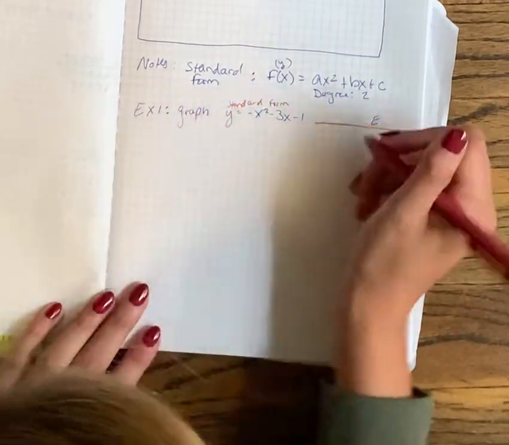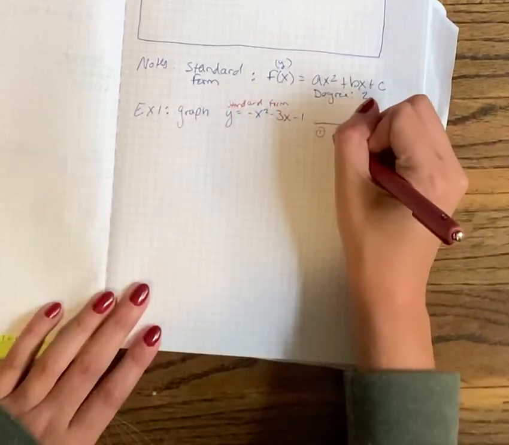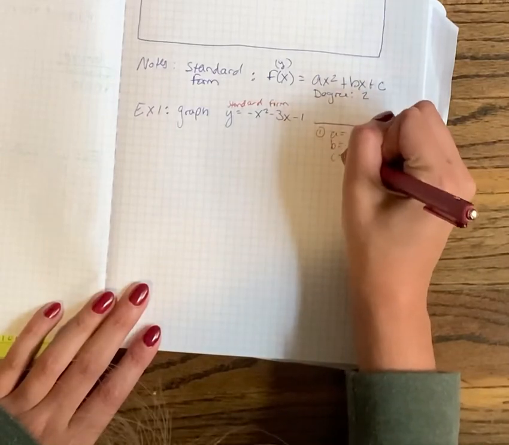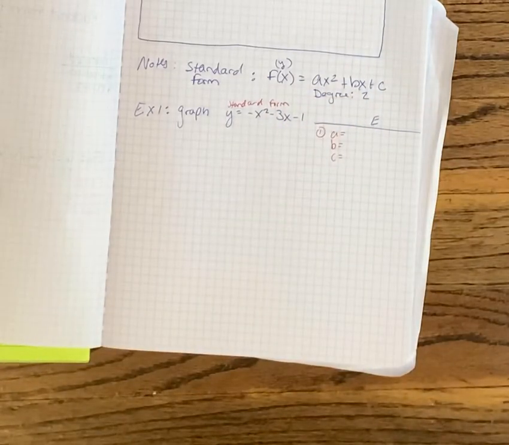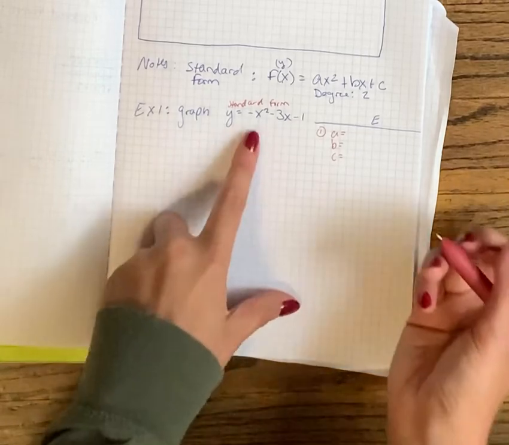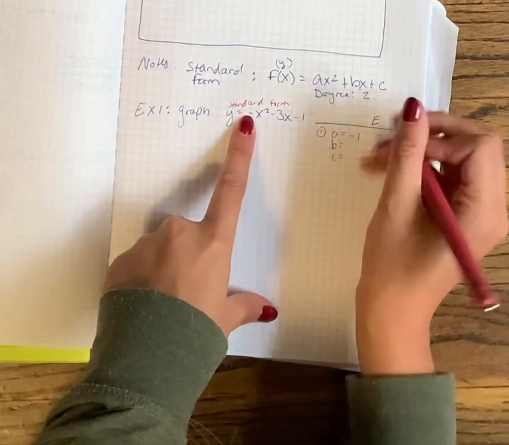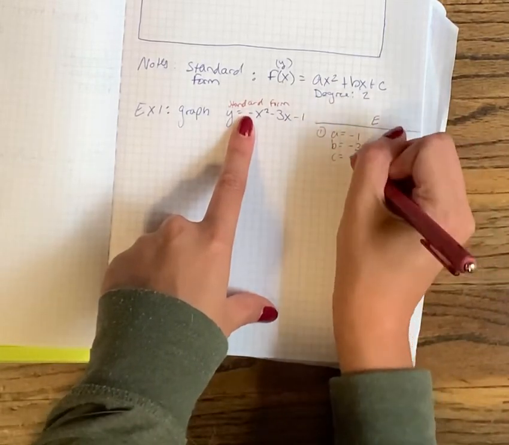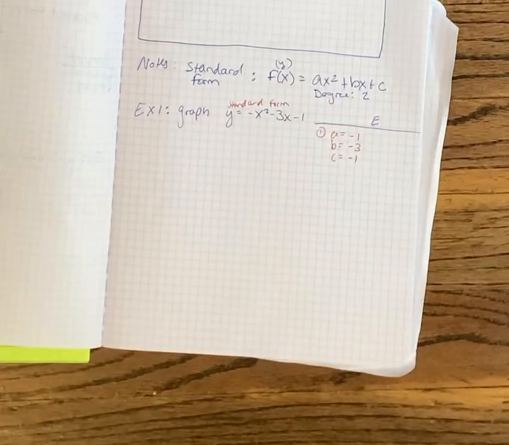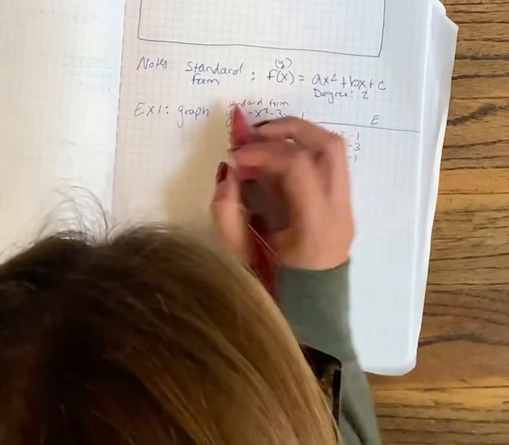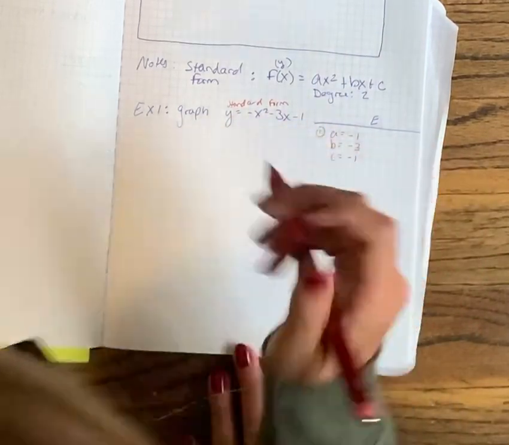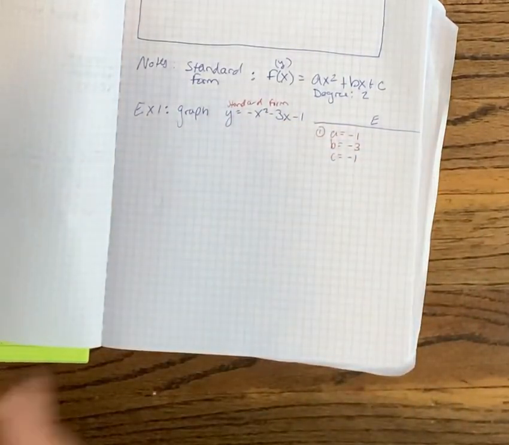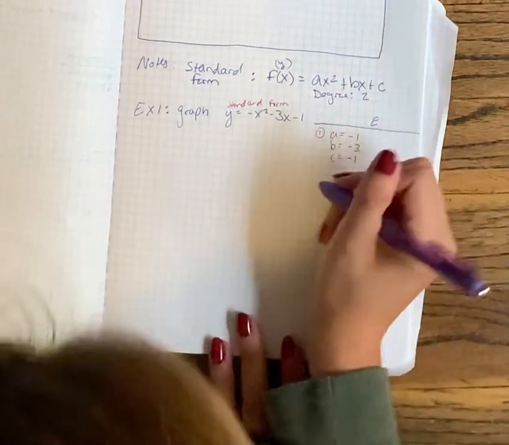So I'm going to first identify my a, b, and c value in standard form. This will make it easier for me later when I'm looking at this function. So I know that a is negative 1 because it's in front of x squared, b is negative 3, it's in front of x, and c is negative 1. So now that I have my a, b, and c value, what I'm going to do is take the structure of this function and identify my revealed key features. So these are the key features that I don't have to do any work to find.